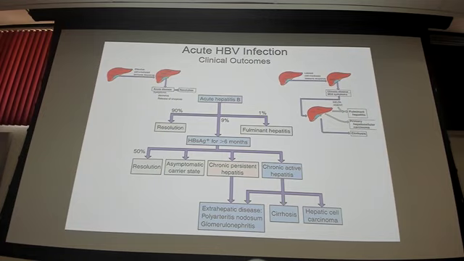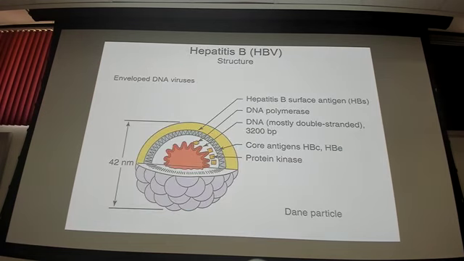In terms of the virus structure, this is a pretty small virus, 42 nanometers, a tiny little guy. It's an enveloped DNA virus. The most important thing to remember is the surface antigen. That's the viral protein that allows it to survive out in the environment for such a long time, especially for an enveloped virus. There's a very dense distribution of surface antigen on top of it.